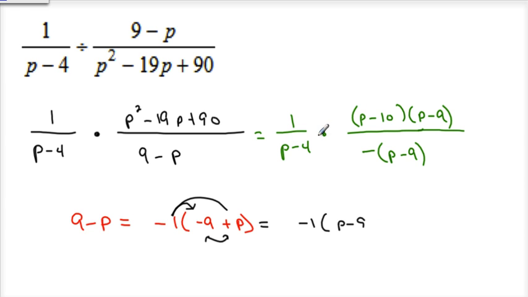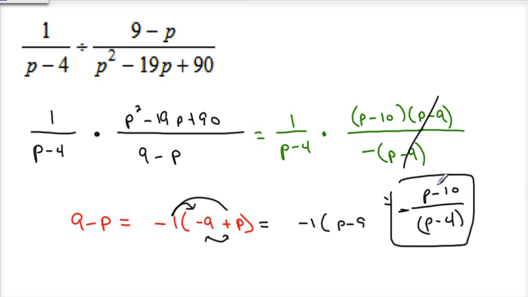So here you have 1 over p minus 4, p minus 10, p minus 9. My p minus 9's simplify, and I'm left with p minus 10 over p minus 4 with a negative sign in the front, or I could put the negative sign in the front of the whole answer.